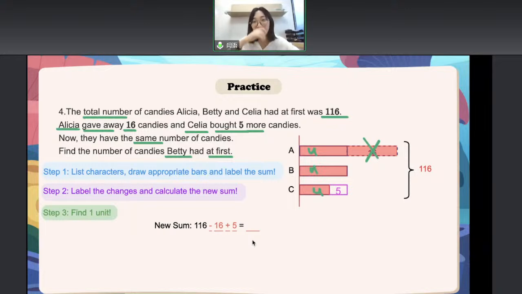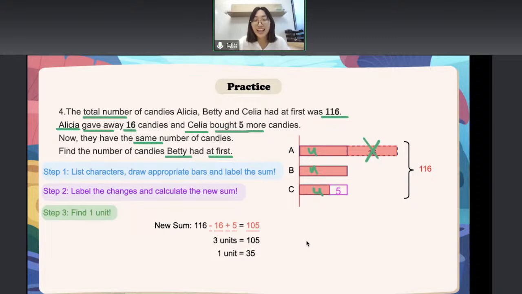Yeah, this is also kind of a tip and trick, right? 116 and 16, you can just cancel. Good job. So here we have 105. How many units equals 105? Yes, we have 3 units, 3 people, right? Okay, so what about 1 unit? 105 divided by 3, you will get 35.